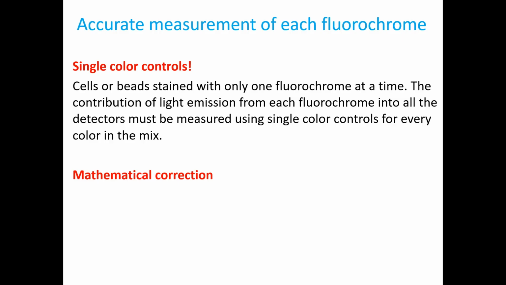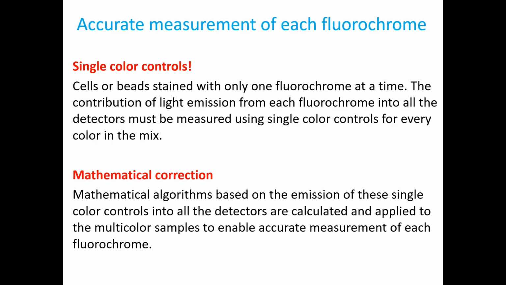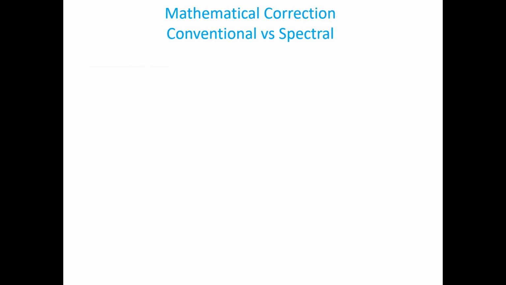Then we apply mathematical corrections. Mathematical algorithms based on the emission of these single color controls into all of the detectors are calculated and then applied to the multicolor experimental samples to enable accurate measurement of each fluorochrome. This applies to both conventional cytometers and spectral cytometers, although the methods are slightly different. Both rely on single color controls.